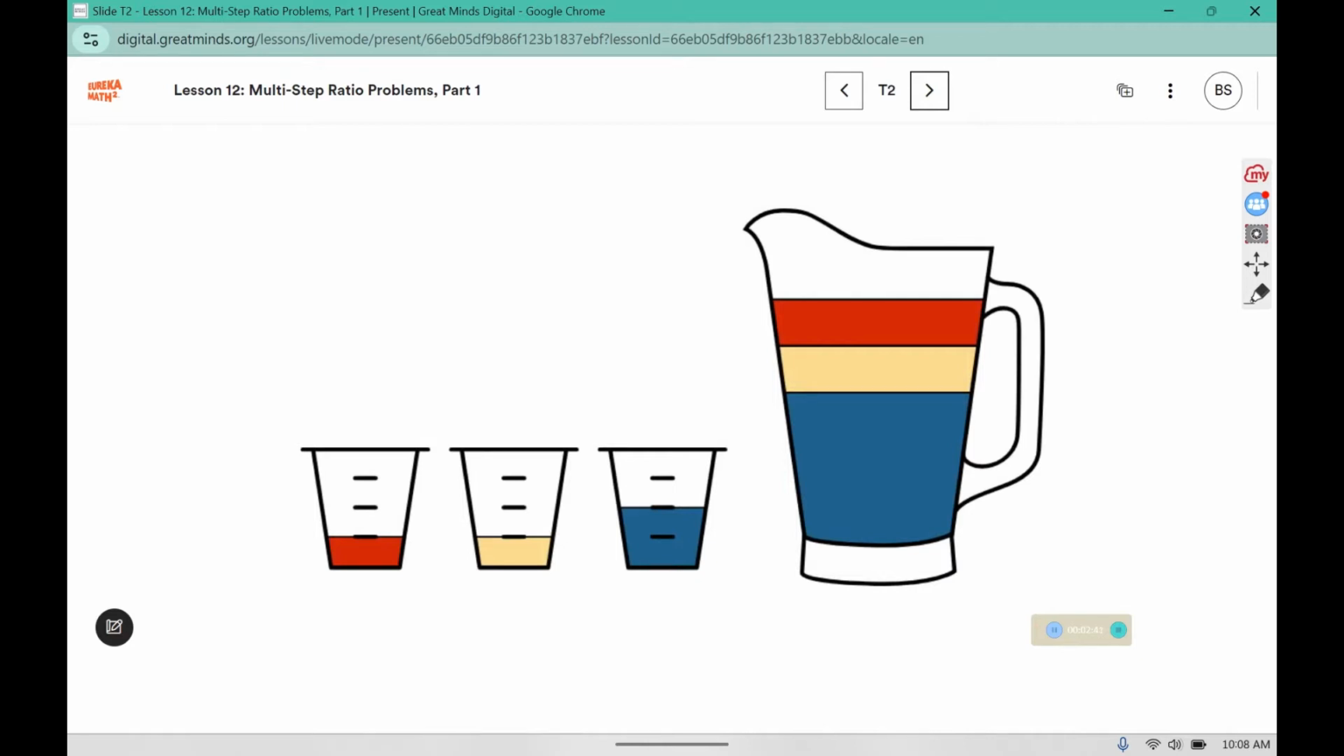Here we have a pitcher with a recipe for lemonade, strawberry lemonade. So we have strawberry, lemon, and water. In here, let's say we made a 16-ounce pitcher of lemonade. This would be 1 cup of water, a 1/2 cup of lemon juice, and a 1/2 cup of strawberry.